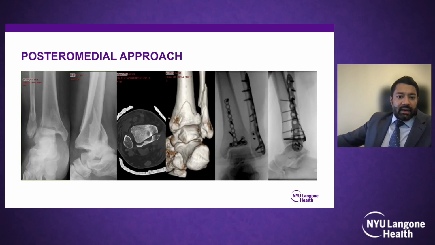So here's a case that was done through a posteromedial approach. You can see there's more medial extension of the fracture, and there's some comminution of the medial malleolar component, and a posterior buttress plate can really cover the entire posterior malleolus fracture from the medial side.